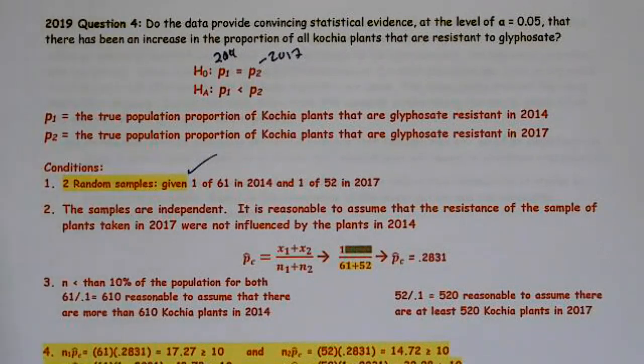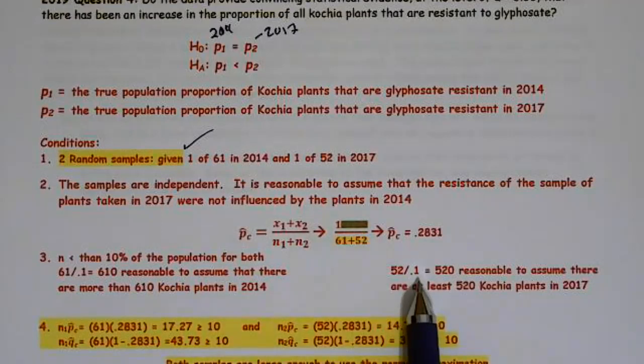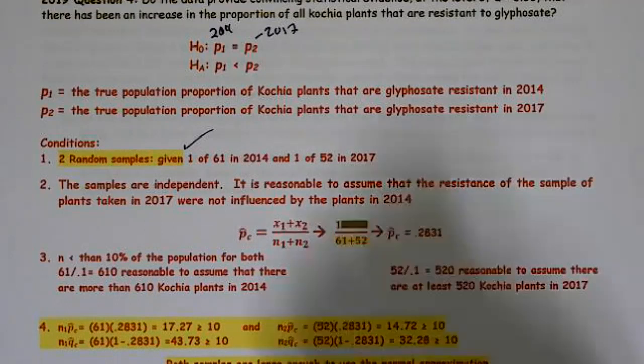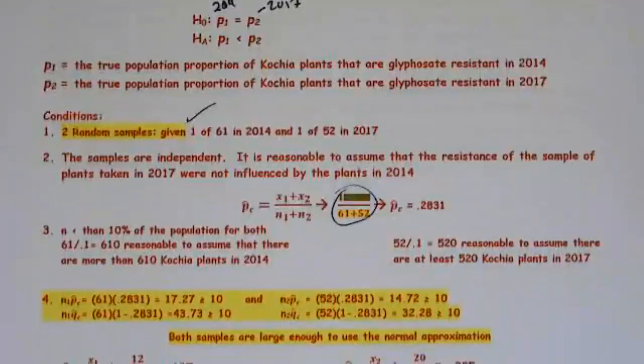All right, I need to check, first off, I can do this real quickly. The N is less than 10%. Well, 61, I'm sure that there's more than 610 cochea plants in 2014, N is less than 10%. And over here, I'm sure that there's more than 520 in 2017, especially if they're becoming less resistant. Now, this isn't showing up here, and that's going to be important for us real quickly.